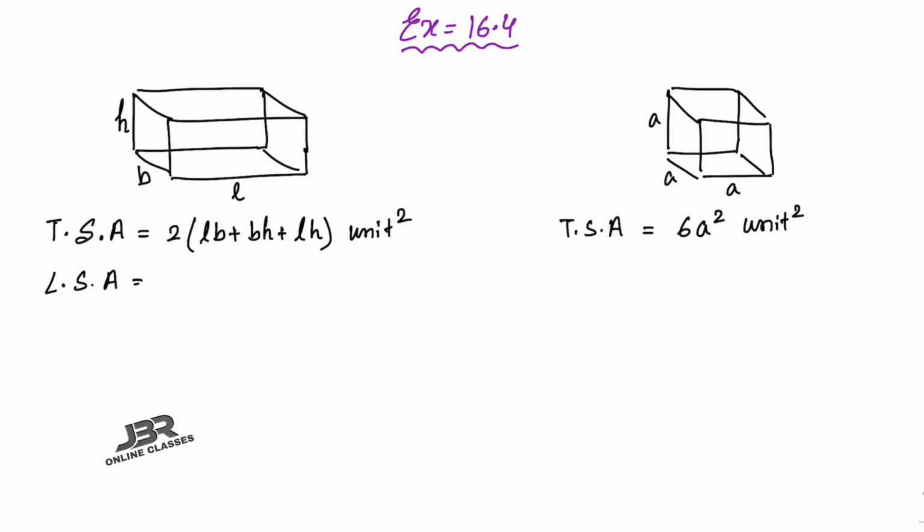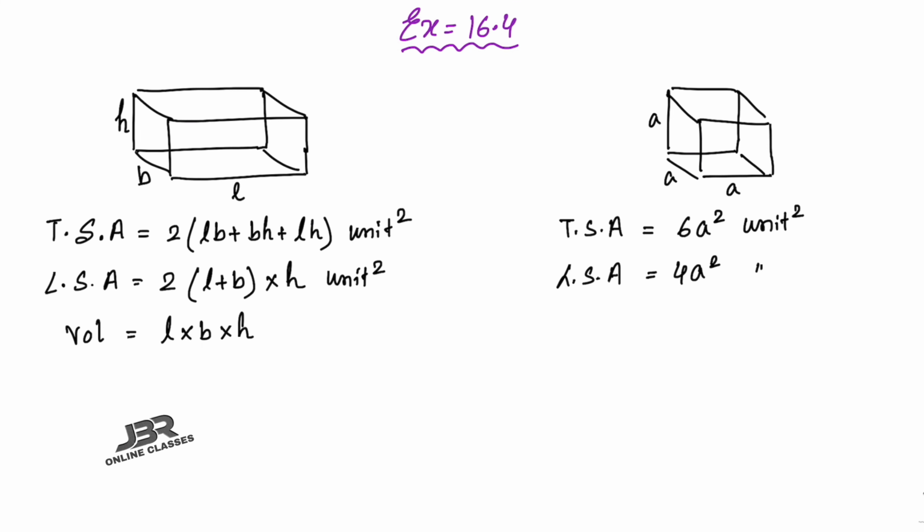Lateral surface area means the area of the sides, not the upper and the lower. In that case, the formula will be 2 into (L + B) into H, unit square. Here it is not TSA, it's LSA. The lateral surface area of a cube equals 4a square, unit square. Next, the volume of a cuboid is L into B into H, unit cube.